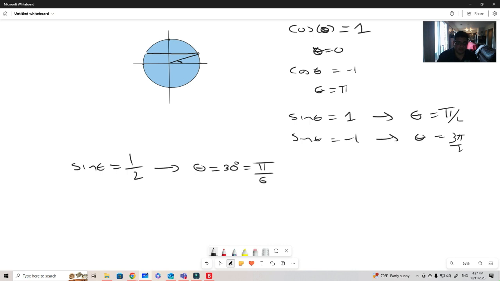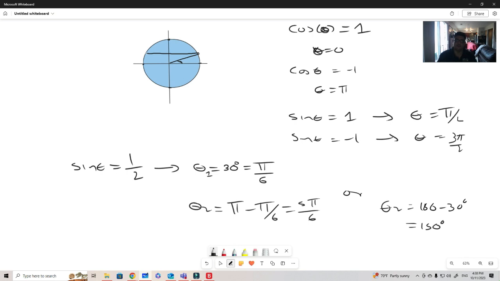Then notice that my second angle is in the second quadrant. So my second solution is going to be pi minus pi over 6, which is 6 pi over 6 minus pi over 6, so this is 5 pi over 6. Or theta 2 is 180 minus 30, so pretty much 150 degrees. Okay? So I'm always getting at least two solutions, and this is for the simple equations.